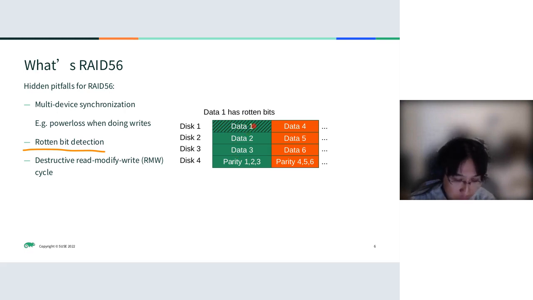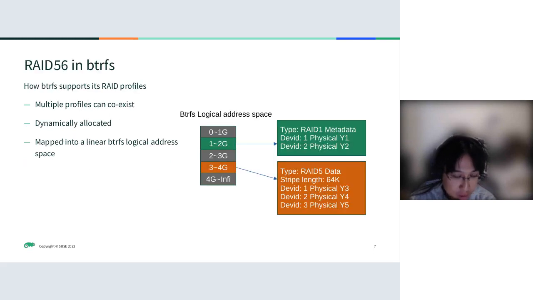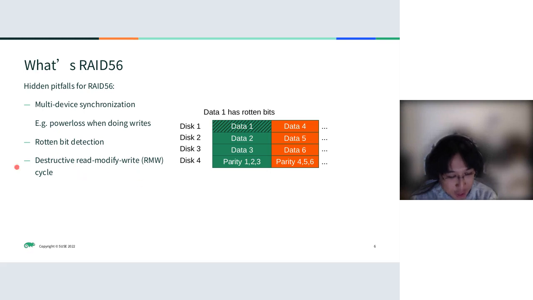How do you know the data is corrupted? The third one is even worse. It can make one corruption spread to the other. So I will explain the destructive read-modify-write cycle in more detail later, but not in the next slide.